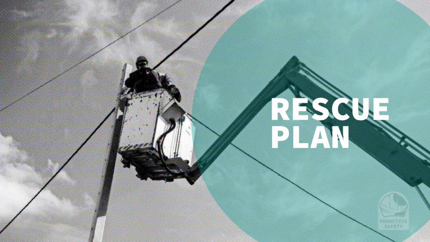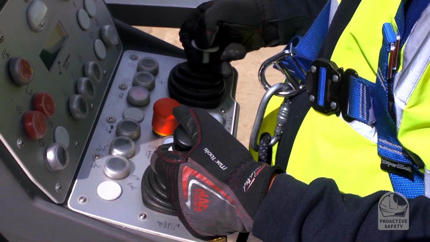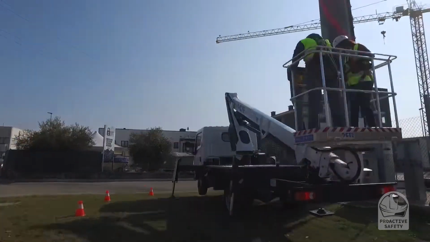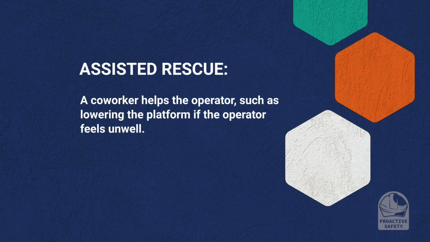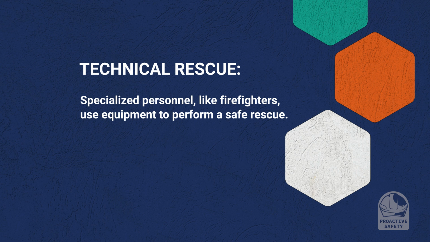Rescue plan. Be prepared for emergencies with a clear rescue plan. Personal rescue. The operator can free themselves using procedures like a manual release key. Assisted rescue. A coworker helps the operator, such as lowering the platform if the operator feels unwell. Technical rescue. Specialized personnel like firefighters use equipment to perform a safe rescue.